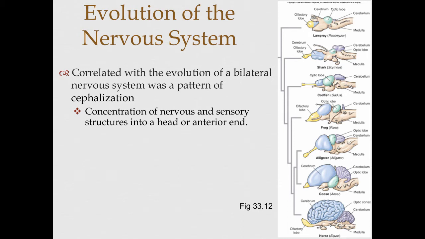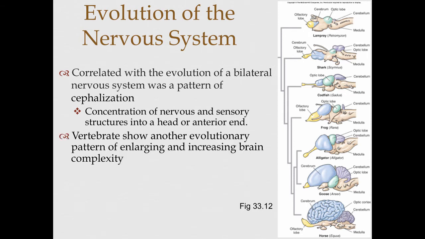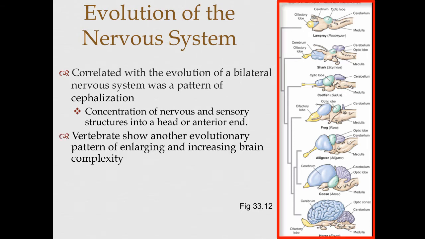Bilateral moving organisms we're going to see are oftentimes on the move. And if you're going to be on the move, you want to go head first into the environment so you can tell what you're getting yourself into. And in some lineages, like vertebrates, there's another evolutionary pattern of greater and greater complexity in the brain. So the evolution of larger brains and increasing brain complexity is a pattern seen.